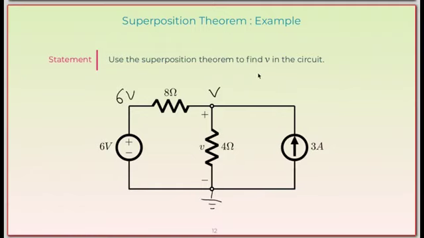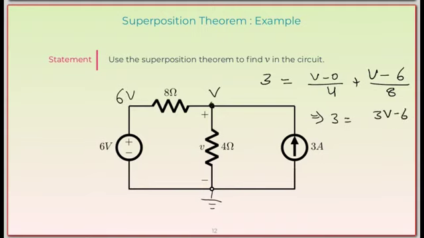So in nodal analysis, we basically write the KCL equation, Kirchhoff's current law. It means that total incoming current is equal to total outgoing current. So total incoming current at this point is 3, and outgoing current is (V minus 0) divided by 4 plus (V minus 6) divided by 8.